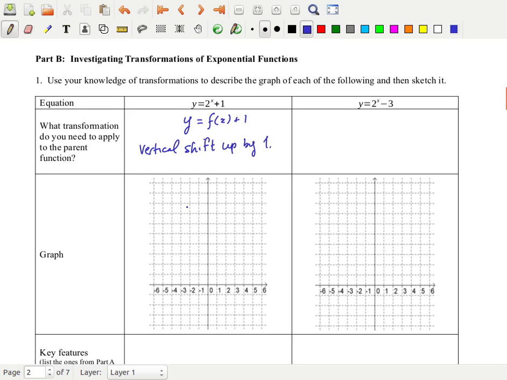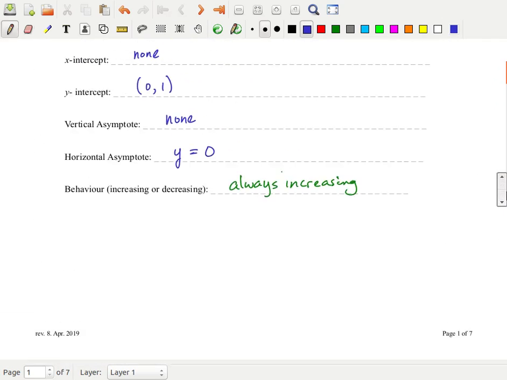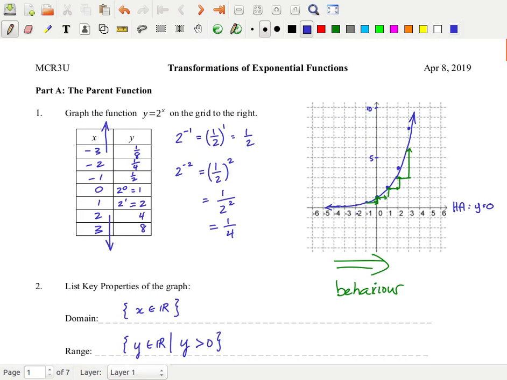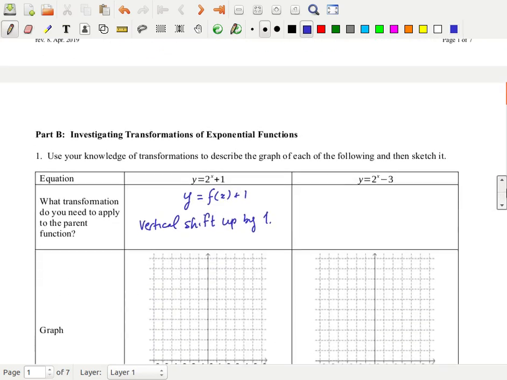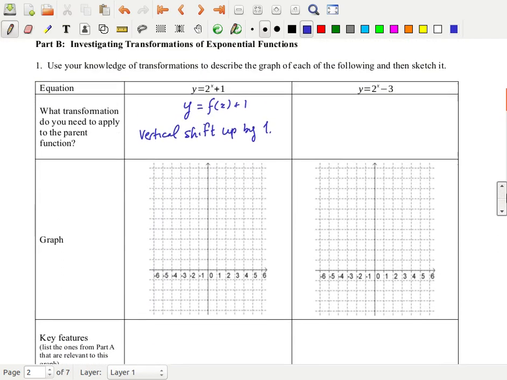So what is the graph of that going to look like? Let's go back to our parent function and imagine we took this entire graph and just shifted it up by 1 unit. What effect would that have? And so hopefully you can visualize the result that that's going to have overall.